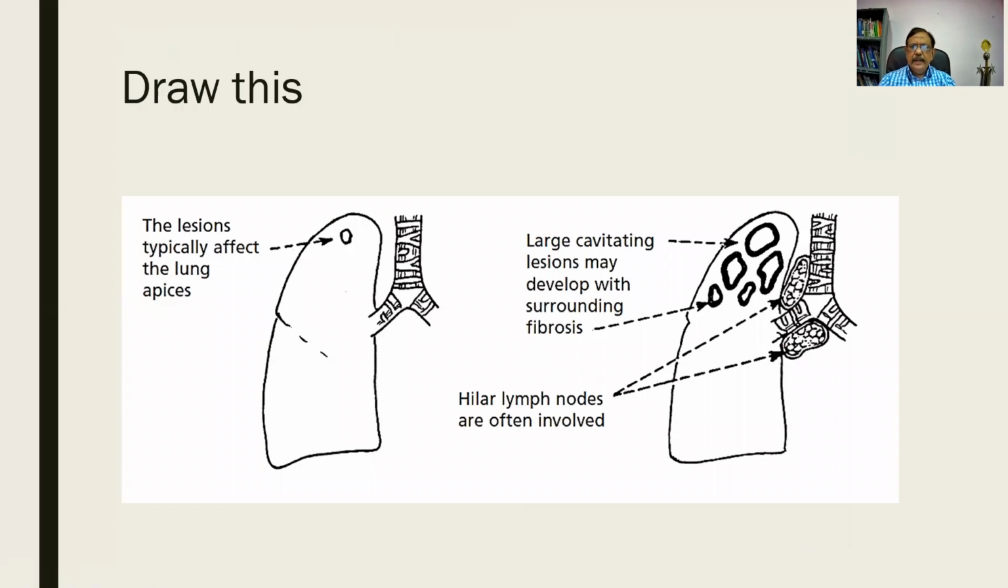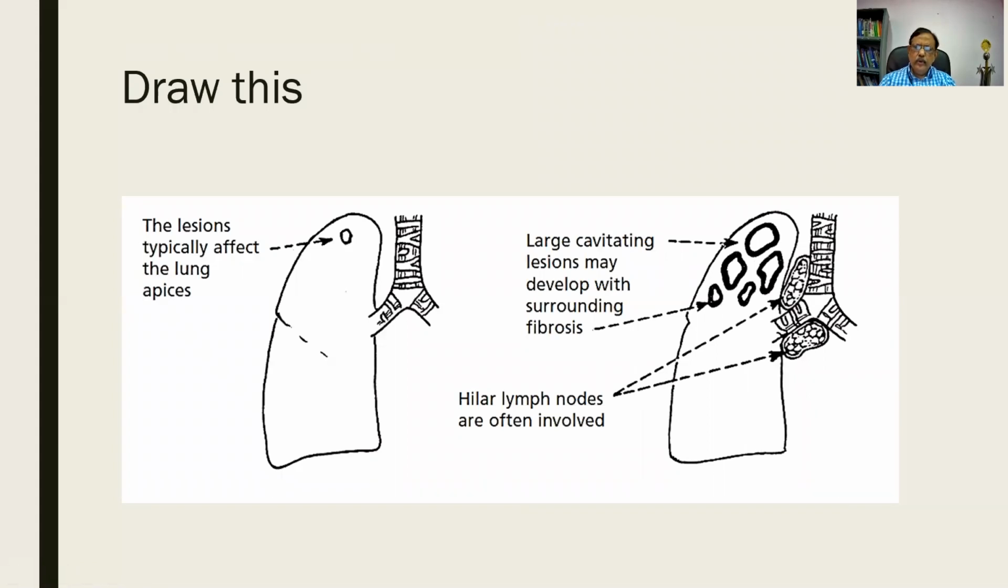This particular diagram I would like you to draw. Typically you find that there is a cavitatory lesion in the apex. Sometimes there can be multiple cavities. And why do you get a cavity? That is because of the erosion of the bronchial tree. The contents are drained into it. There is a residual lesion, which is the cavity.